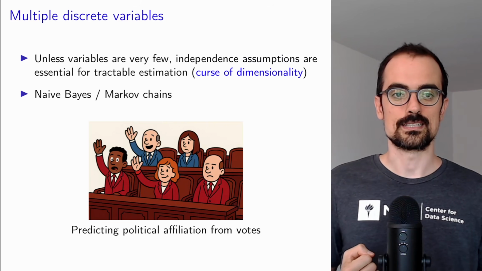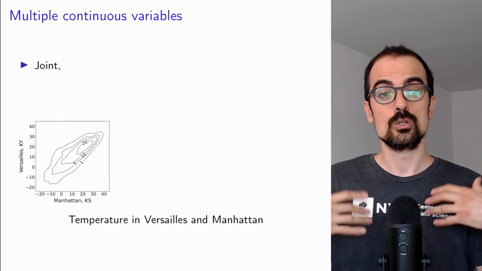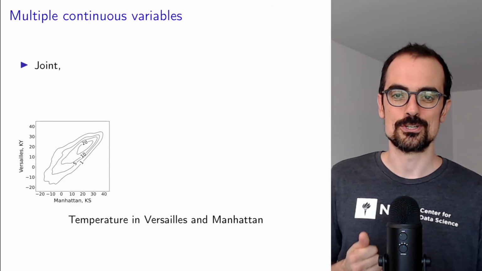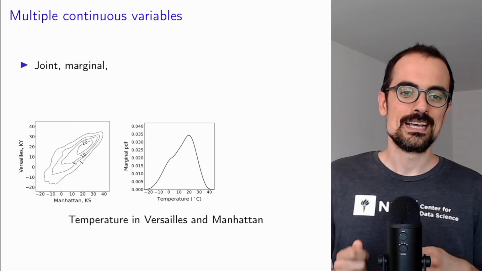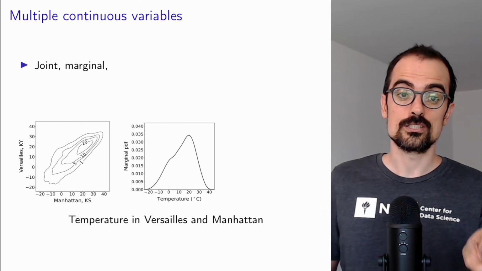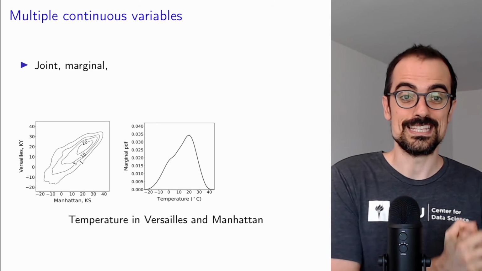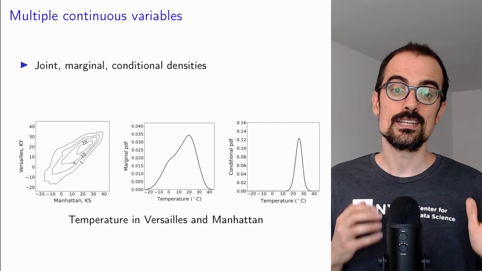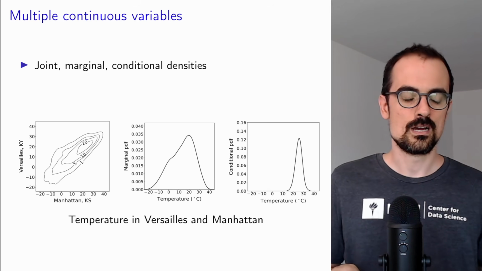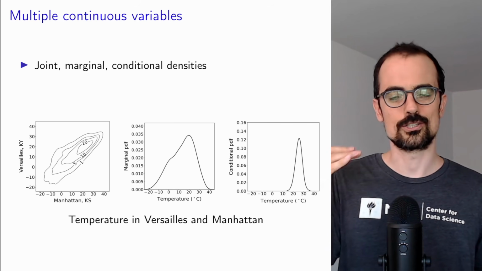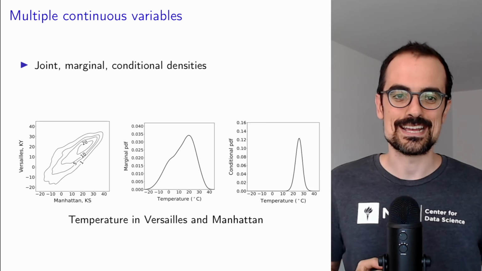You might also want to model multiple continuous variables, and in that case, you will use joint densities, the joint density of the temperatures in Versailles, Kentucky, and Manhattan, Kansas. I was very amused by these names. This is the temperature in only one of the stations, so this is the marginal density, and it completely changes if we have information about the temperature in the other station. This is the conditional density if it's very hot in the other station. You can see that the density is concentrated at a higher temperature.